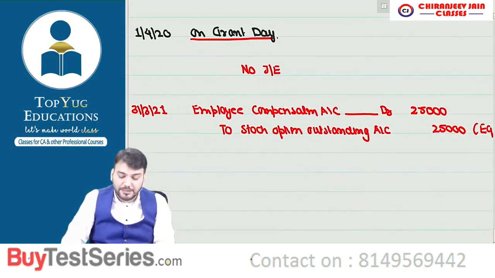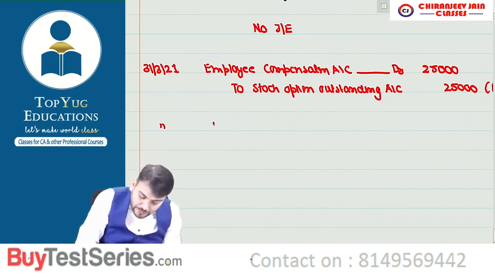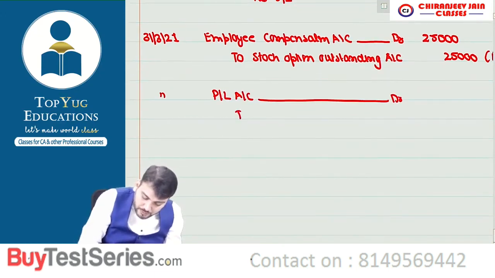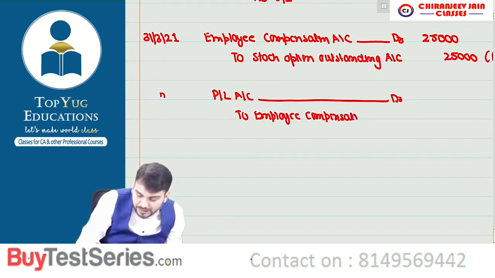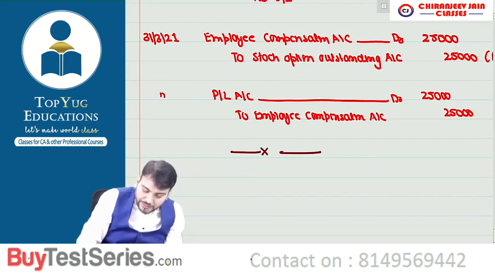Reserve and surplus. Correct? An employee compensation account will be transferred to PL account. So on the same date, we'll pass one journal entry PL account debit to employee compensation account 25,000. First year over. Now we'll come to second year.